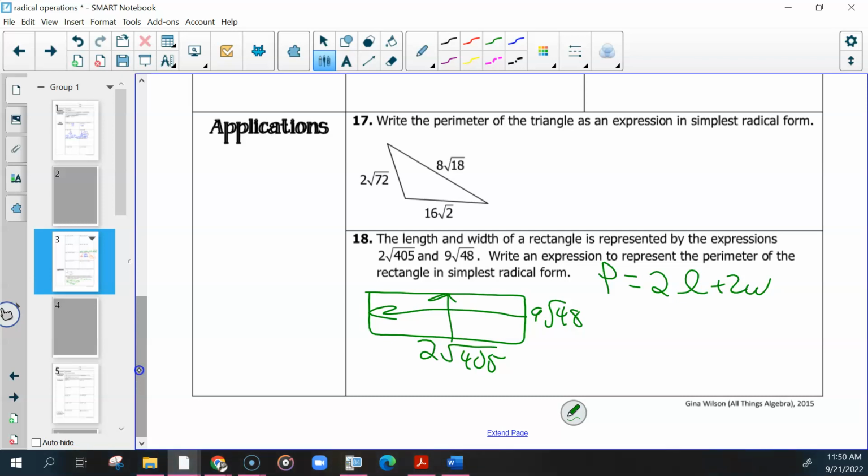Look at numbers 5 through 18. Of those, which ones do you see that you have questions about? You're not sure how to start. Maybe you started and want to check that you're right, you're not sure about, you're confused about, anything like that. Lily.